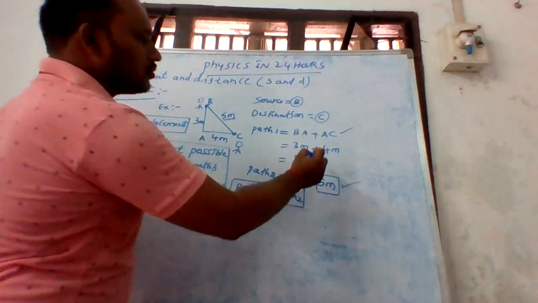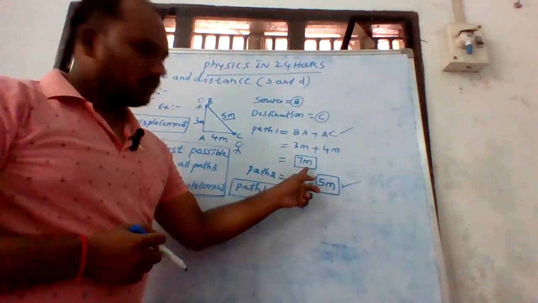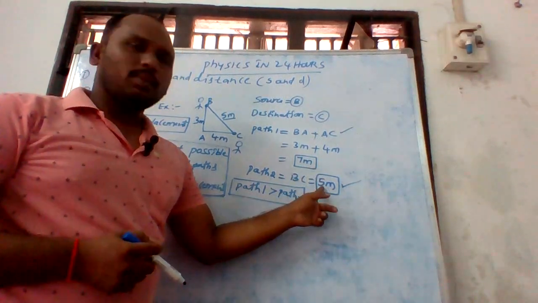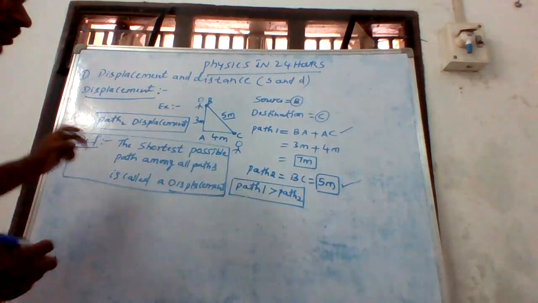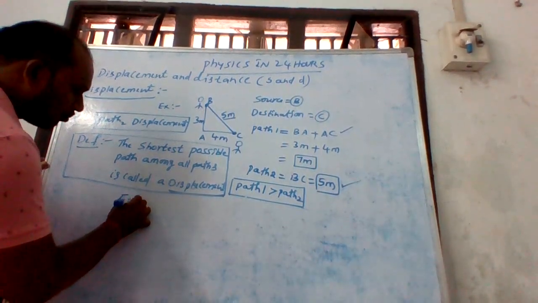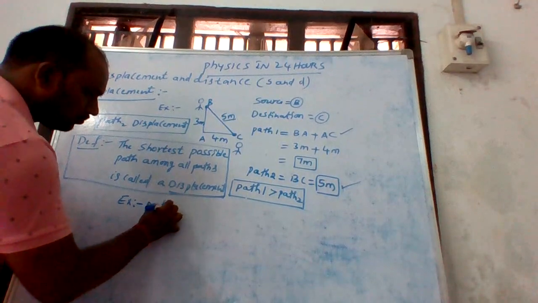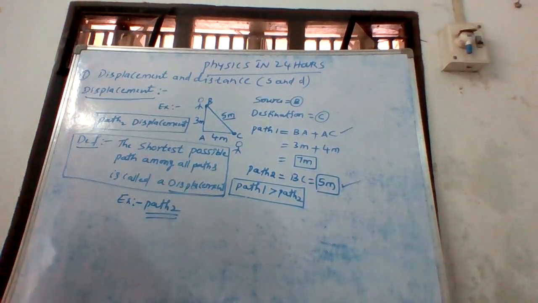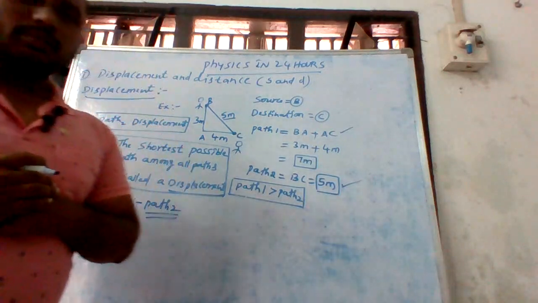Let's look at this one also. So we have 7 meters and 5 meters. Among these two paths, which is the smallest path? 5 meters. So 5 meters is what we call the displacement. Let us say path 2 is an example. So I hope you understood what is meant by displacement.